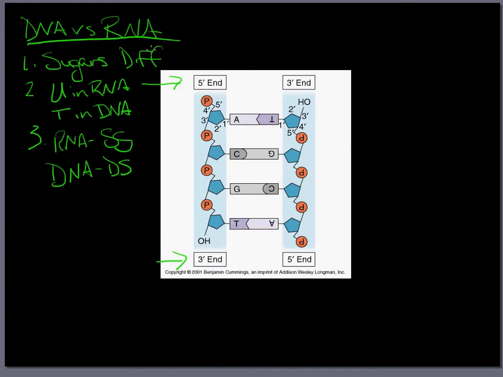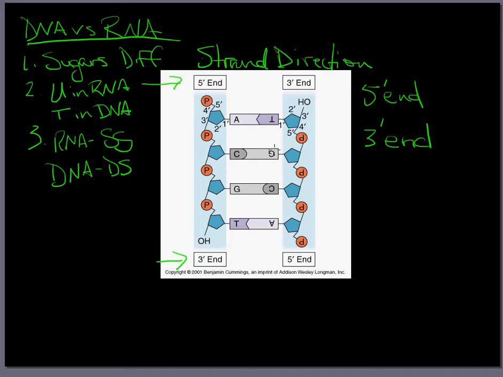I want you to notice that we give them direction. This is called strand direction. So we can say we're at the 5' end of a strand, or we can say we're moving towards the 3' end of a strand. And that's how we denote the direction of the strand. And what I want you to really pay attention to is that they're named by the carbon that is at that end of the strand.